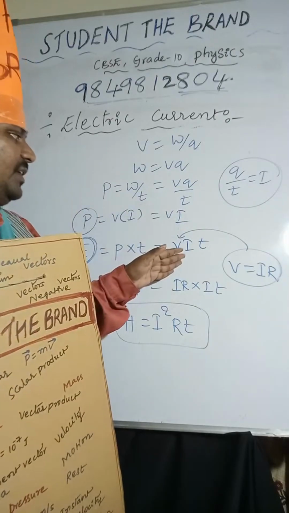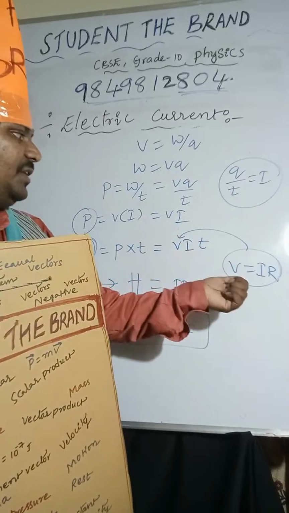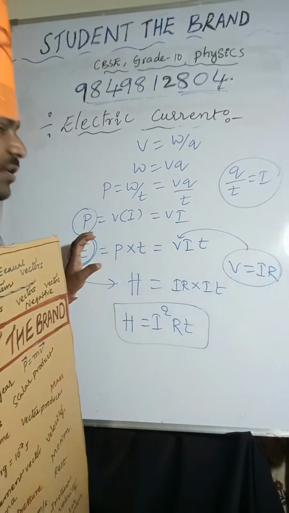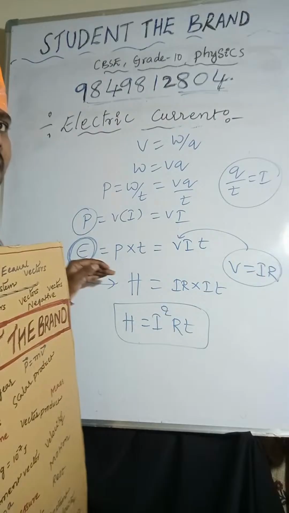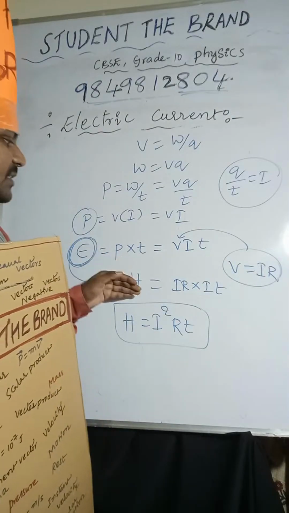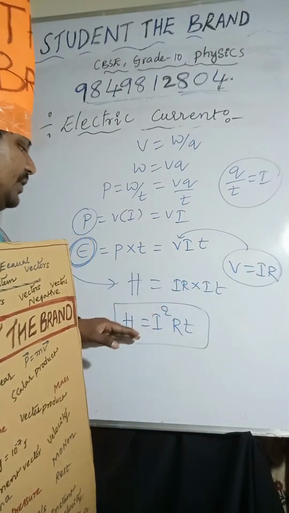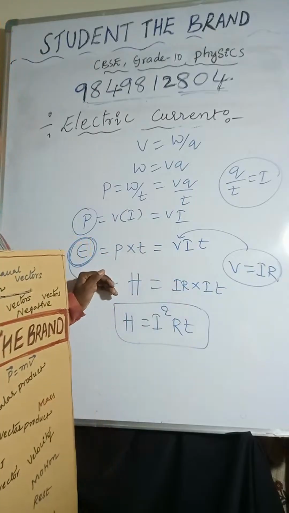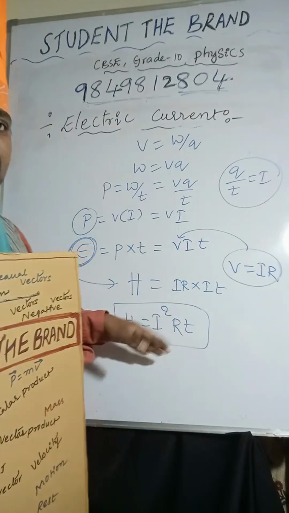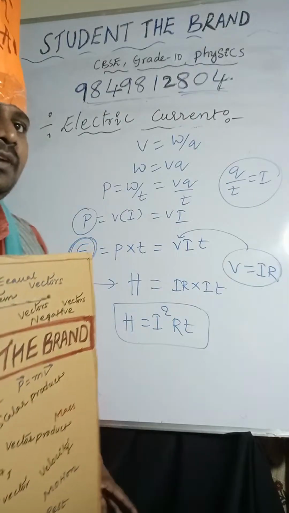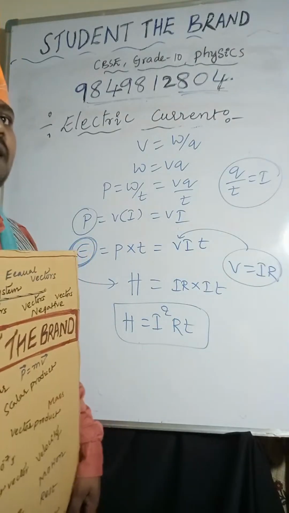So P equal to VI. In the place of V, we can substitute V equal to IR. Whatever energy is given to the conductor will become heat. H equal to IR into I into T, H equal to I square RT. This is also known as Joule's law of heating. I hope it is very clear to all.